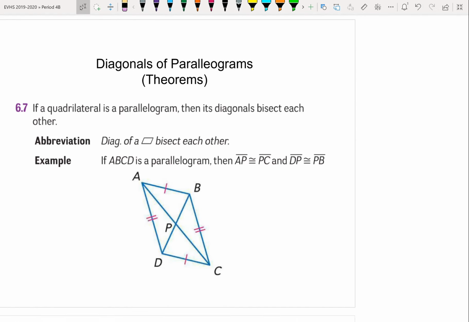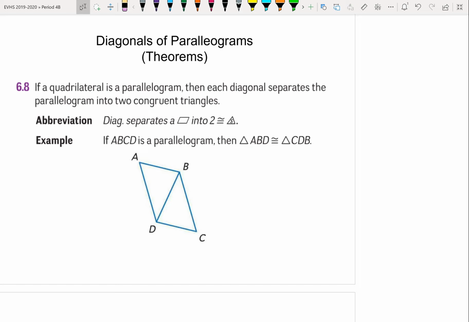All right, diagonals of parallelograms. If a quadrilateral is a parallelogram, then its diagonals bisect each other, which means that here P is a midpoint of both DB and of AC. So we know that AP is congruent to PC, and we know that PB is congruent to PD. Notice we're not saying that the two diagonals are equal to each other, or that all 4 sections of the diagonals are equal to each other. Just that these two are equal and those two are equal. Okay, so they bisect one another.